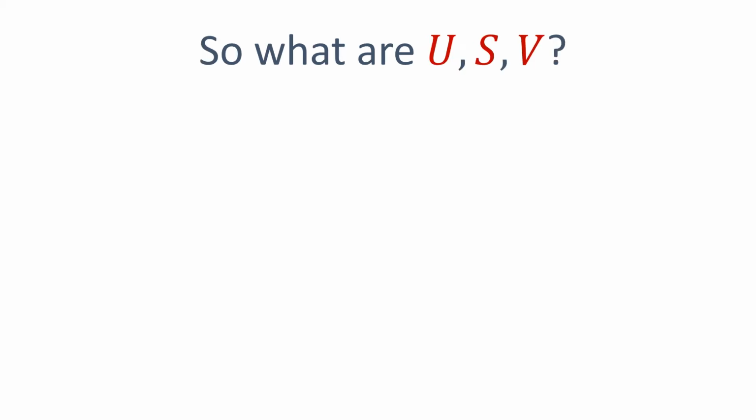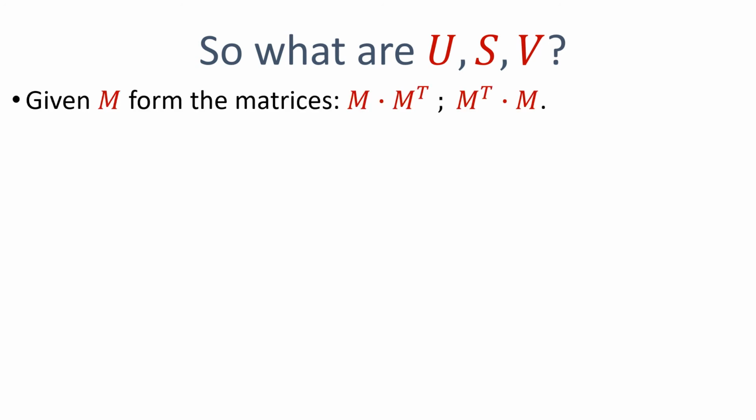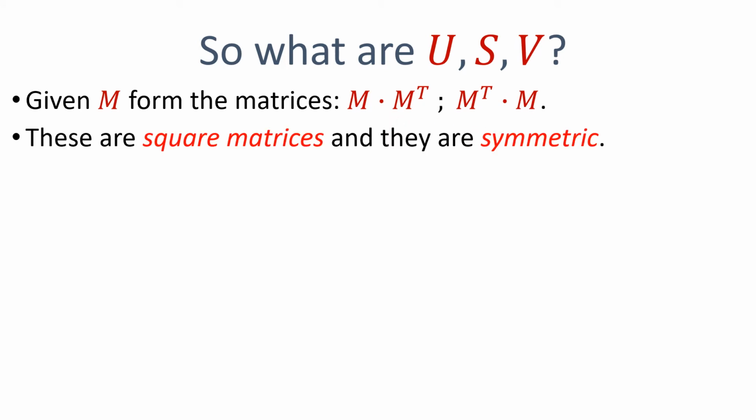So what are these three matrices? How do we form them? Well, to start off with, we take our original matrix and we form the result of multiplying that matrix by its transpose, the matrix that results from flipping rows and columns about. We also form the matrix given by taking the transpose and multiplying that by our original matrix. So we first of all build these two new matrices.